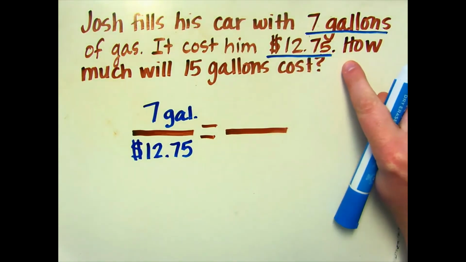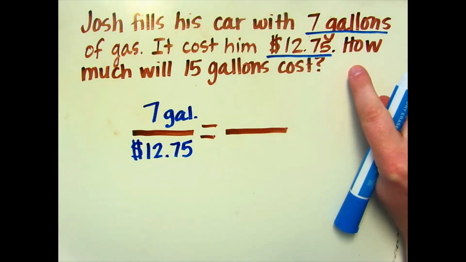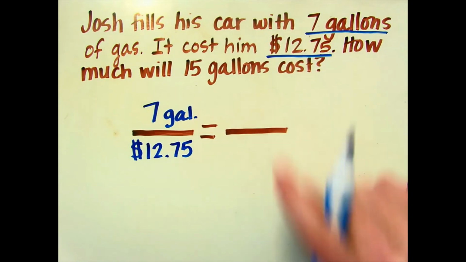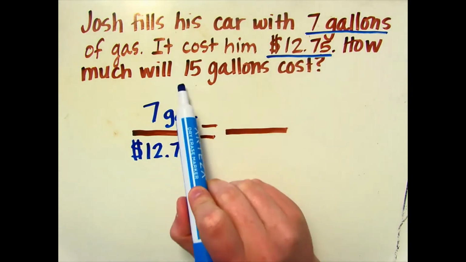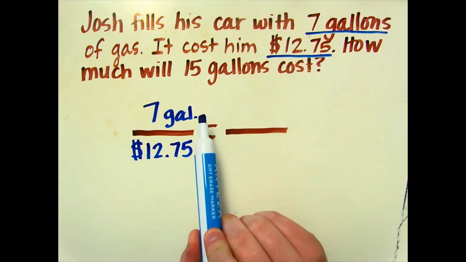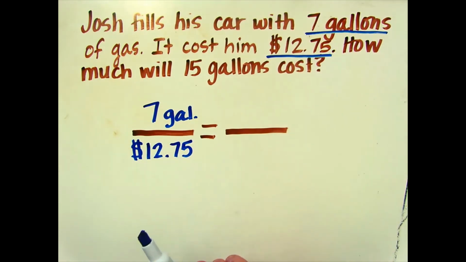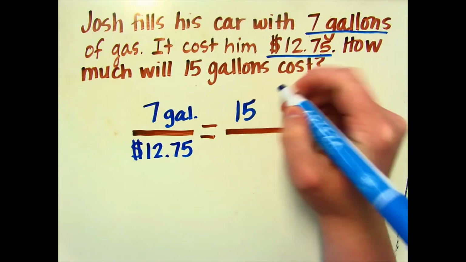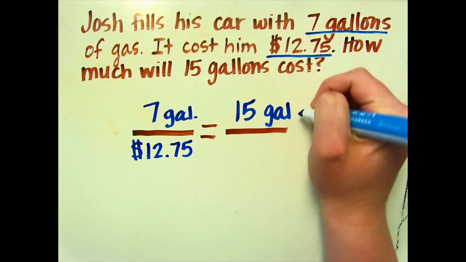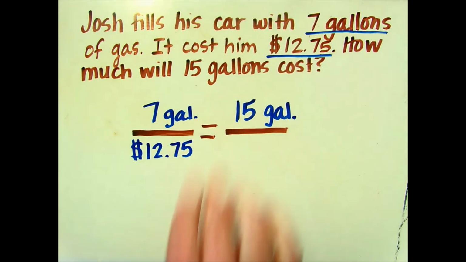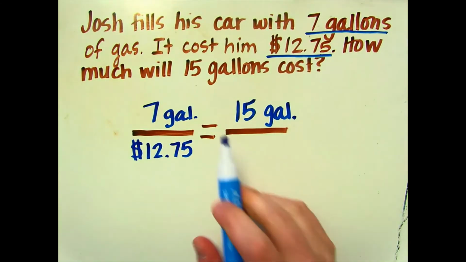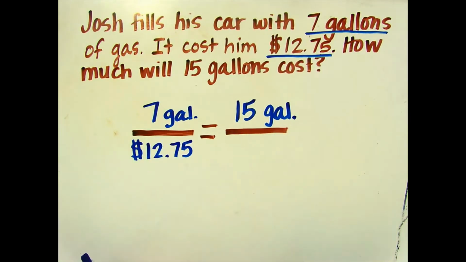Now the next part, it should always give you another number to use. So we've got, how much will 15 gallons cost? To use a proportion correctly, you have to make sure that your units are in the correct place. If I need to know 15 gallons, that means I need to put gallons across from each other. As long as you do that, it's okay if you put both of the gallons on the bottom and dollars on top. It will not matter as long as you keep your units across from each other.